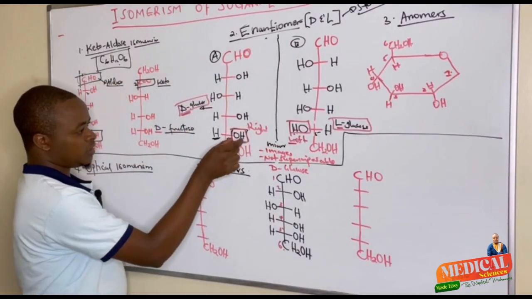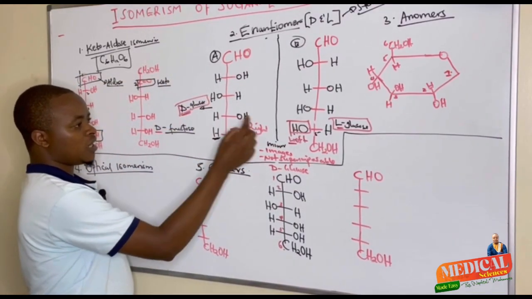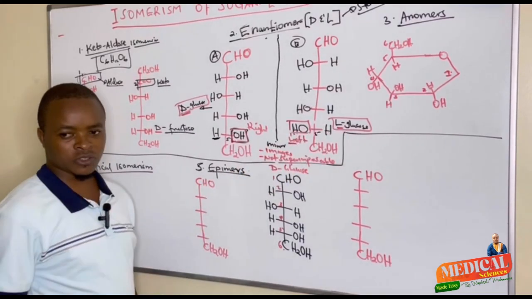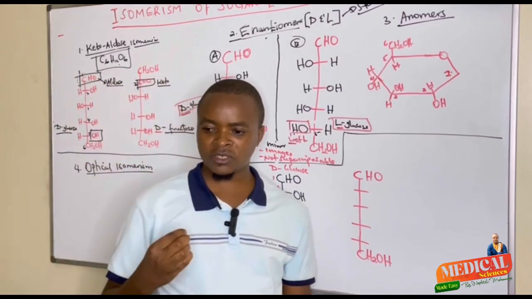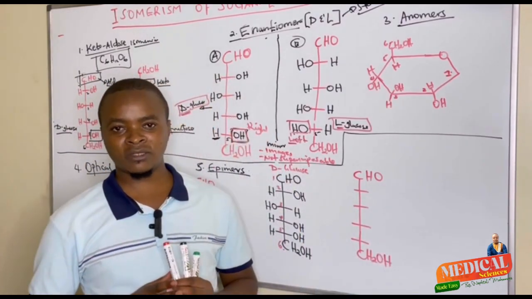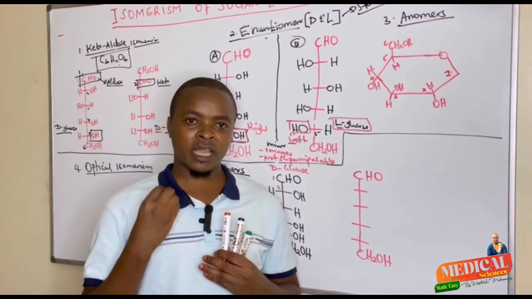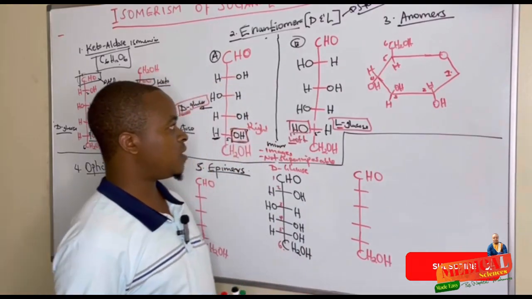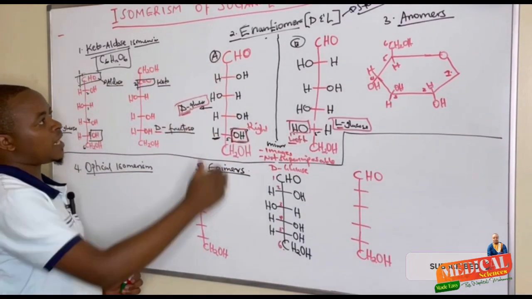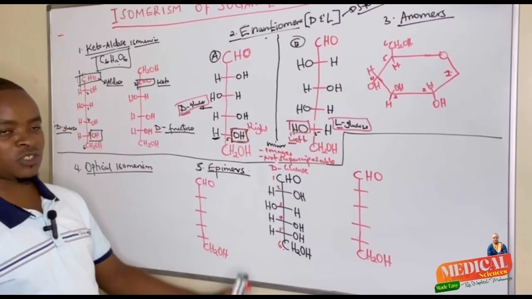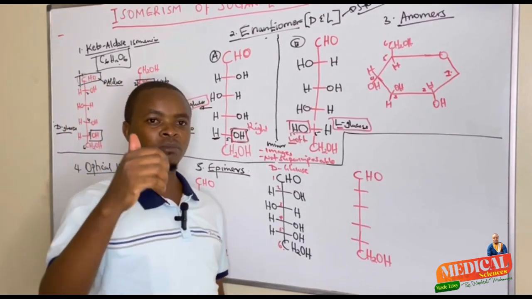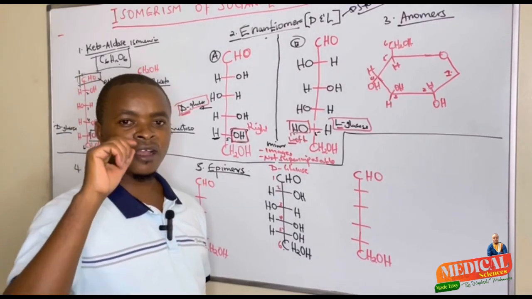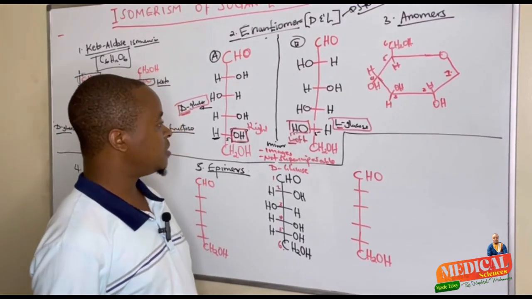Whereby here it is on the right, we call it D-glucose, and here the hydroxyl group at carbon number 5 is on the left, we call it L-glucose. So these are the D and L series which show enantiomers, and we call them a type of stereoisomers because they are mirror images but non-superimposable. So these are enantiomers. Don't forget that they are mirror images but non-superimposable, and they differ at position number 5.